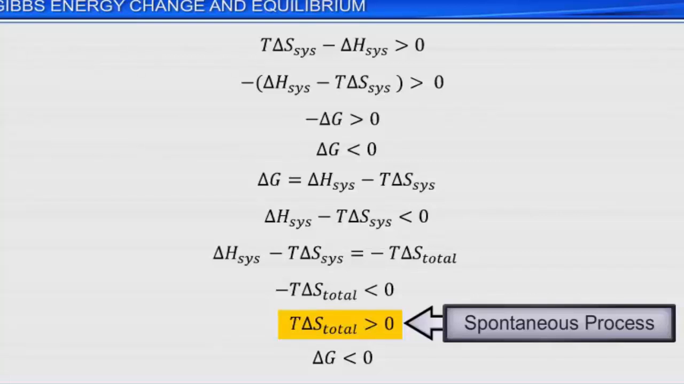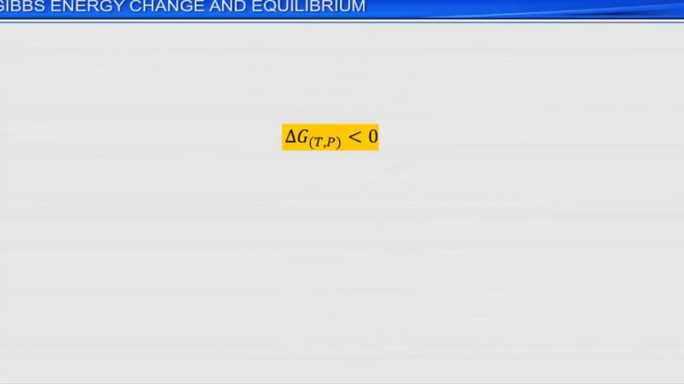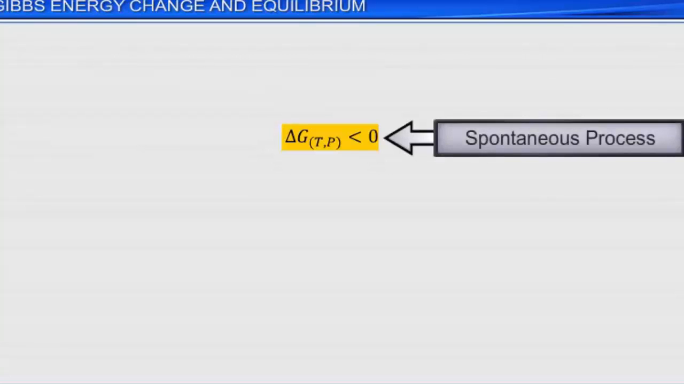Similarly, if delta G is positive, that is, greater than 0, then the process is non-spontaneous. And if delta G is equal to 0, the process is at equilibrium. Now, let's look at Gibbs energy for reversible reactions.